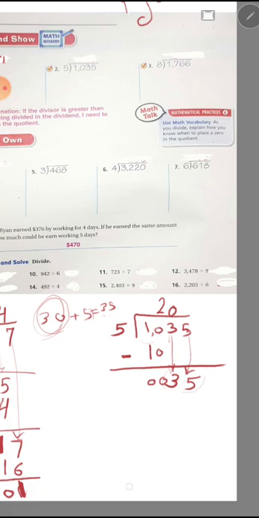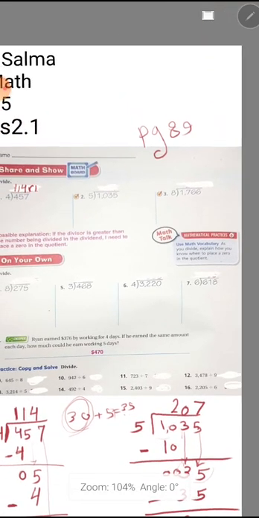Now 35 ones, I want to divide it by 5. Which number will I multiply 5 by to get close to 35 or equal 35? Or how many 5s in 35? I think 7 multiplied by 5 equals 35, so it will be 7 in the ones digit. Now 7 multiplied by 5 equals 35 ones. Then you subtract the answer: 5 minus 5 equals 0, 3 minus 3 equals 0. So the final answer is 207.